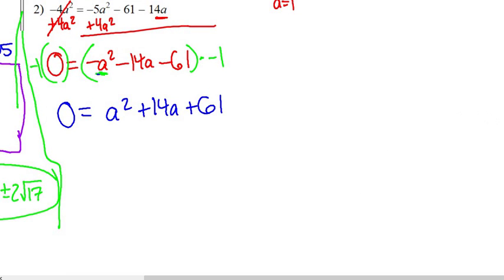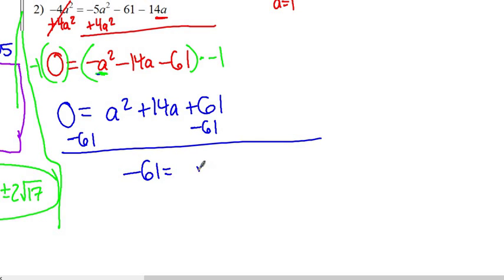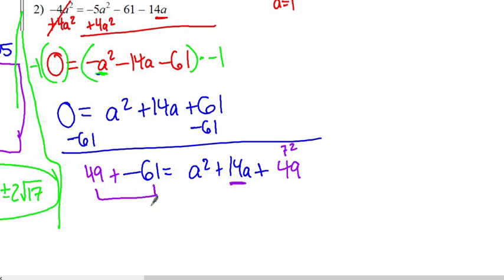This is not going to factor. There are no numbers that multiply to 61 and add to 14, no integers anyway. So that means the 61 is not working for us, so we'll move it over to the other side. So we get -61 equals a squared plus 14a. And then I'm going to leave a big space to complete the square. In order to do that, we need to find what is half of this number, and it turns out to be 7. And then we square that to get 49. And whatever I do to one side, I have to do the same on the other. So 49 plus -61 is -12.